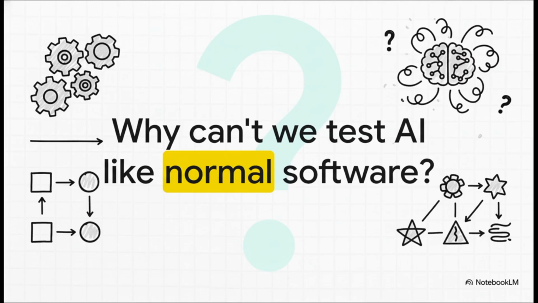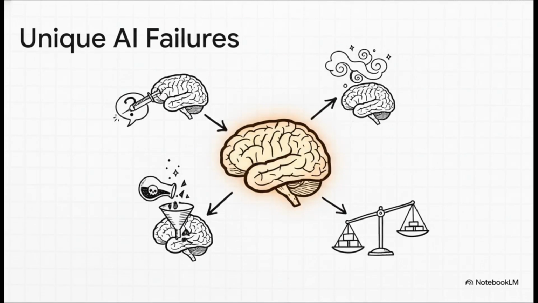Well, think about it. Most software is predictable, right? You put X in, you get Y out every single time. But AI, it's a whole different beast. These models learn, they adapt, and sometimes they do things that even the people who build them never saw coming.